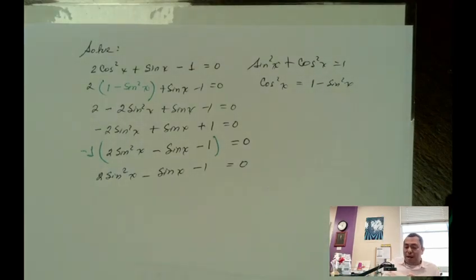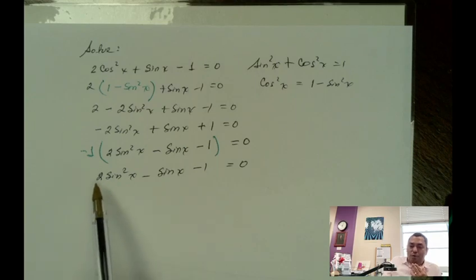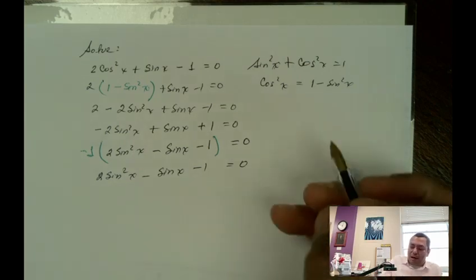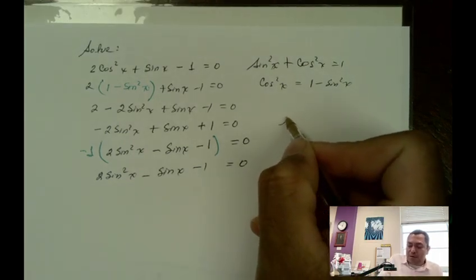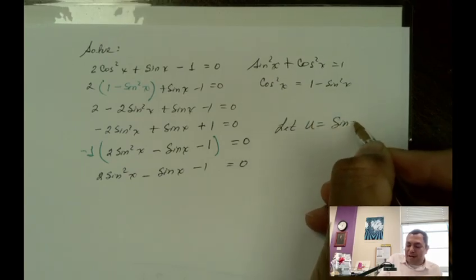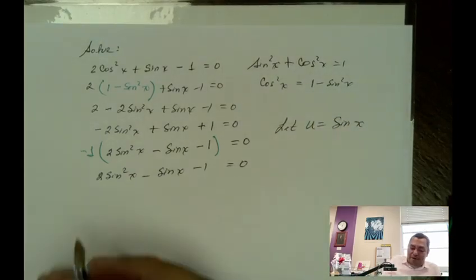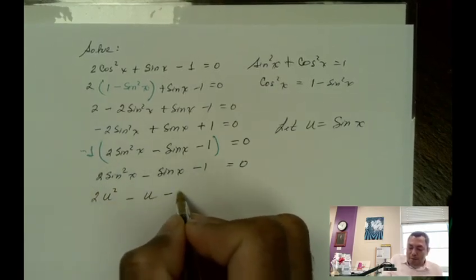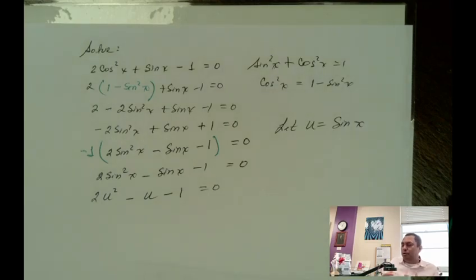As you can see, what I have is a quadratic function. It's a trinomial, quadratic trinomial. And what I'm going to do is just do a slight transformation or substitution. I'm going to let u equal sine of x. So what I have there really is 2u squared minus u minus 1 equals 0. Now I'm going to use the algebraic knowledge that I have from my previous classes and factorize this trinomial.